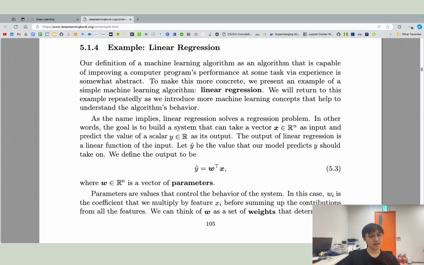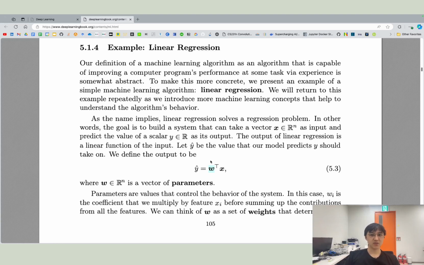So here they are saying that the output of linear regression is a linear function of the input. This notation, y with a small hat, is the prediction of the model. The prediction of the model is linear, it is just the dot product of the weights with the input x. Here x is the input vector, and w stands for weights or parameters.